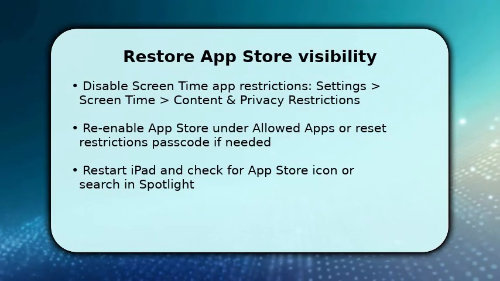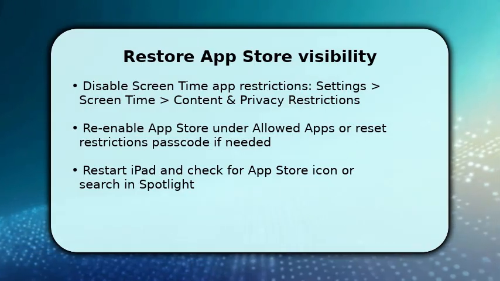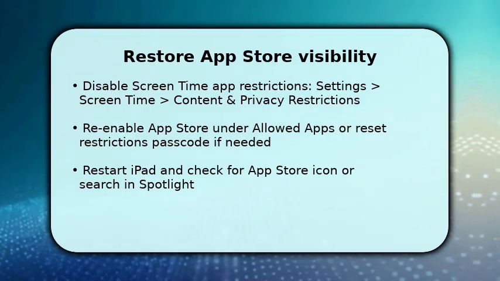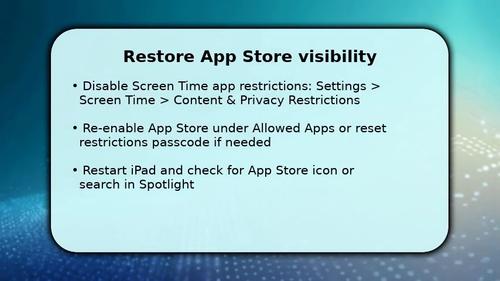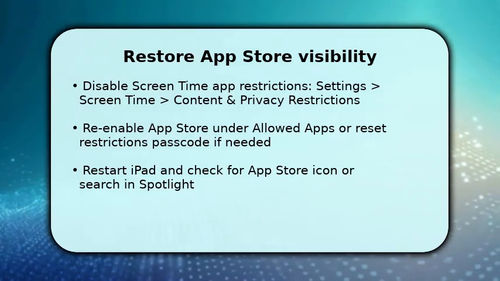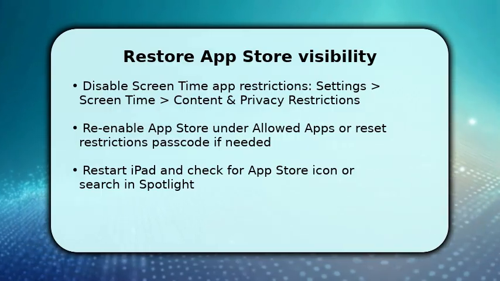Now you'll restore visibility by adjusting restrictions and confirming settings. Go to Settings, Screen Time, Content and Privacy Restrictions. Toggle off restrictions or open Allowed Apps and enable App Store. If a passcode blocks changes, use the Screen Time passcode or reset it via Apple's recovery options.